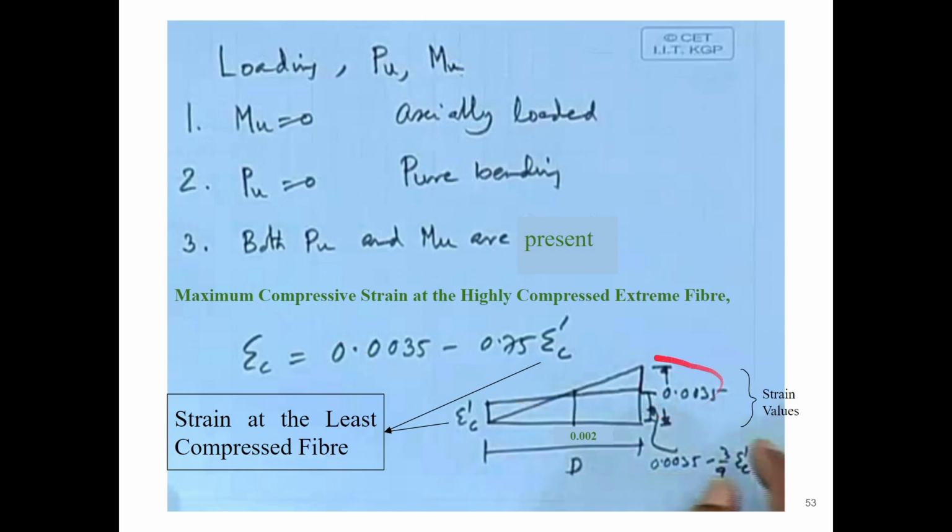So this is a diagram which is validating that assumption. The strain diagram will be something like that. With the increase in fibers having compressive strain, the strain diagram will increase. In case of the outermost maximum compressed fiber, in case of beam it will be 0.0035, but in case of column it will be 0.0035 minus 3/4 of the strain at the least compressed fiber, that is εc prime. Here it will never be 0, because some compressive strain will be developing.